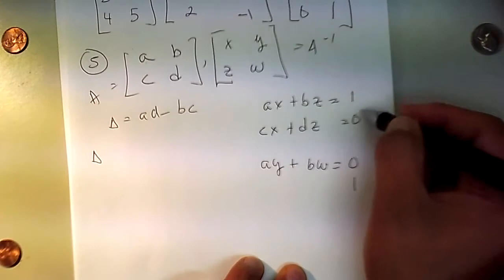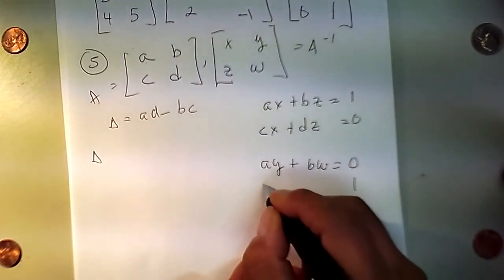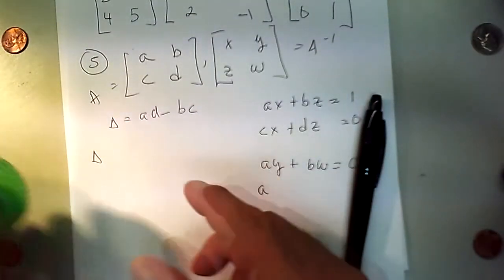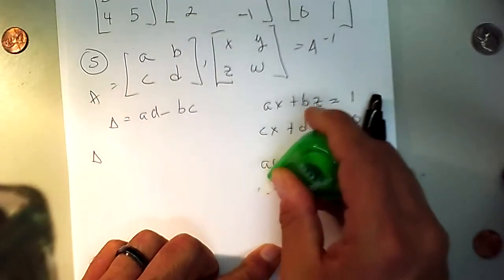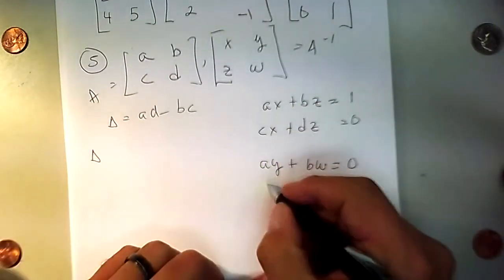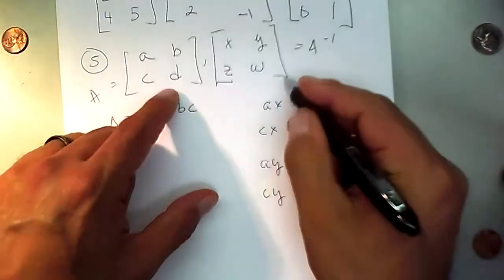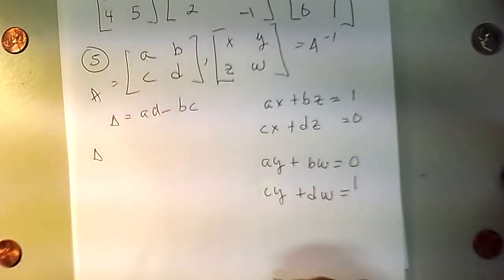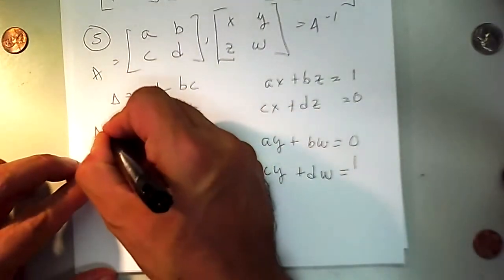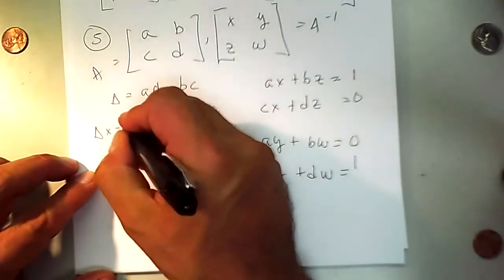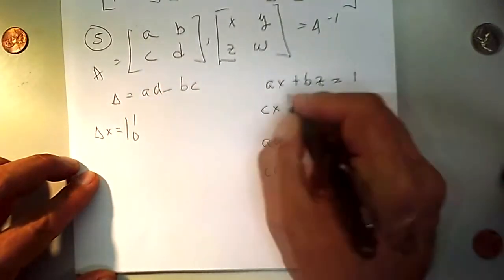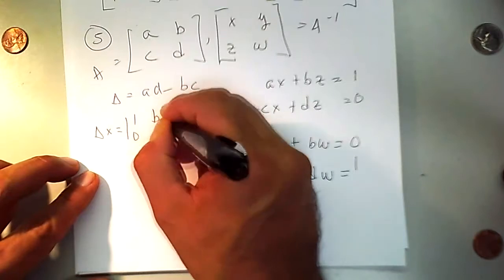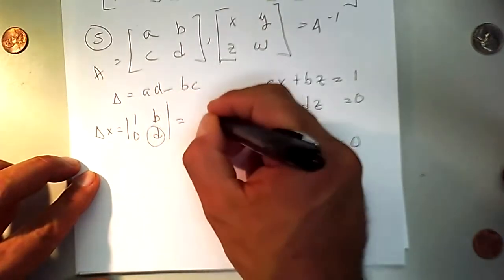The identity has column 1, 0, and then 0, 1. And then cy plus dw equals 1. Okay, boy. So we're going to end up with delta x equaling the determinant with 1, 0 in the column that is replaced, and then B, D. So we end up with D.